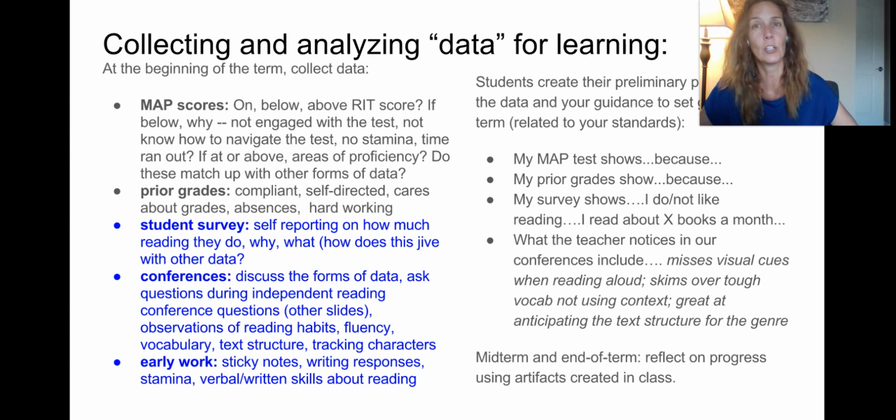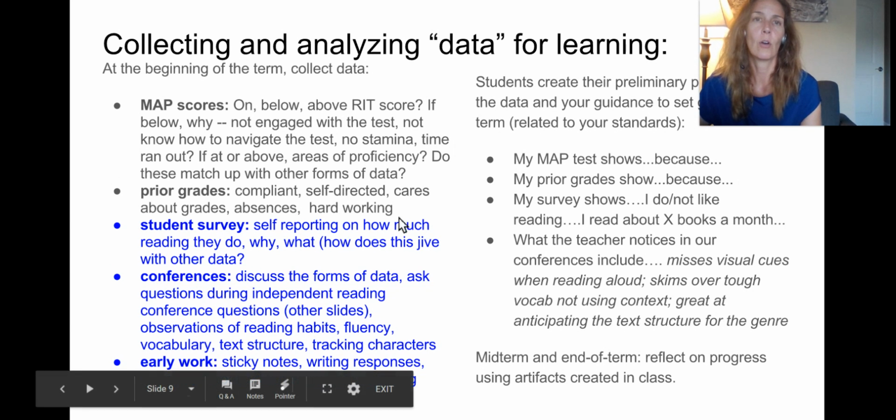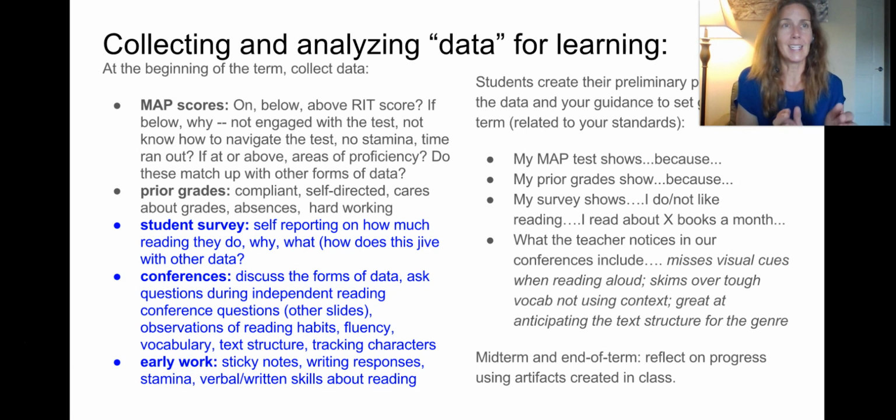Conferences are the key. Early on, get around to the students, talk to them, read with them, ask questions about what they're noticing in their reading, ask questions about what they're noticing about their writing, use anecdotal notes, and then look at their early work. So in the beginning of your time with your students, you want to be collecting lots of this. All of these pieces together are going to be their baseline data for what they know and can do. And then the students will create a preliminary portfolio of their MAP scores and their prior grades in the survey, so that at midterm and then at the end of the quarter, they can go back and look at their artifacts and see what's different.